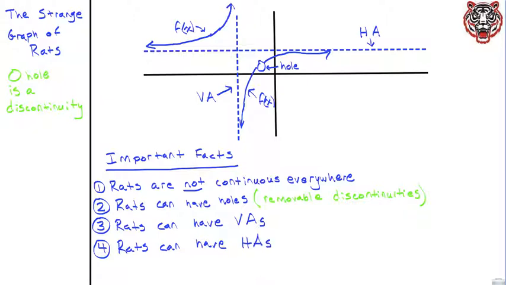One thing that we do know is, number 1, they are not continuous everywhere. There's at least one of these things happening, usually multiple things.